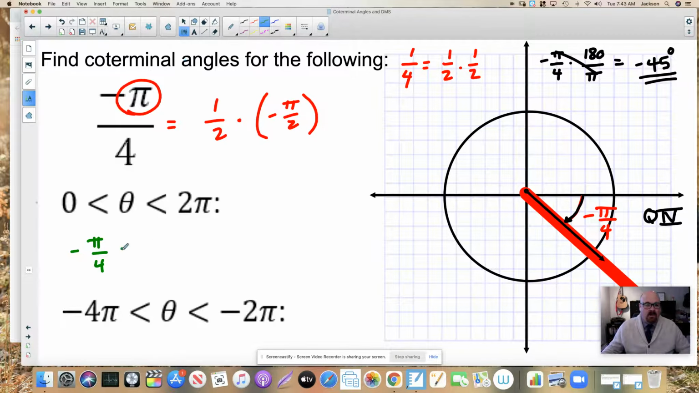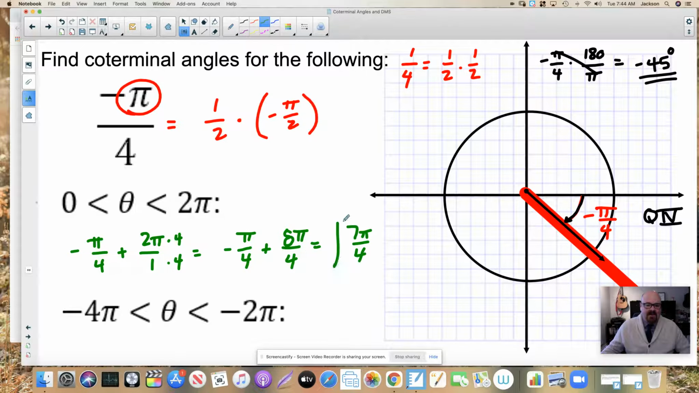So if we add 2 pi to negative pi over 4, that's 2 pi over 1. And we can turn this into fourths by multiplying top and bottom by 4. So really what we're doing is negative pi over 4 plus 8 pi over 4, which gets us 7 pi over 4. And that is an angle that is less than 2 pi. Think about that for a second. 2 pi, we just saw, is equivalent to 8 pi over 4. So to find an angle that is less than 2 pi, that would be 7 pi over 4. We add one full rotation.